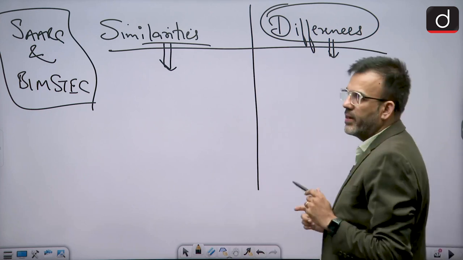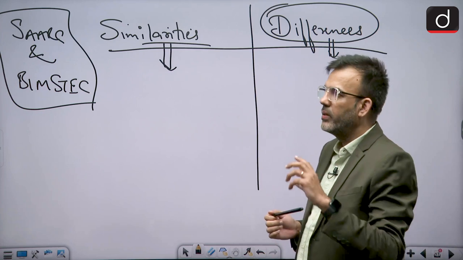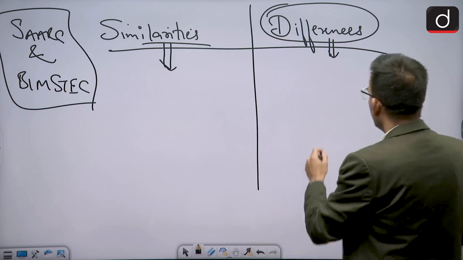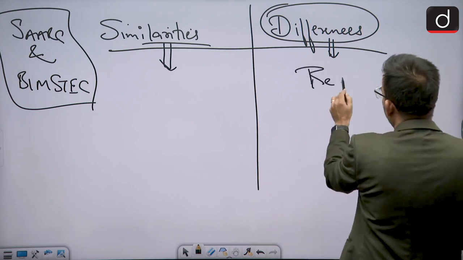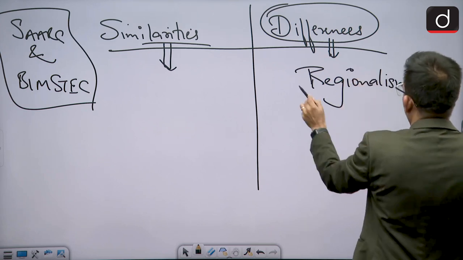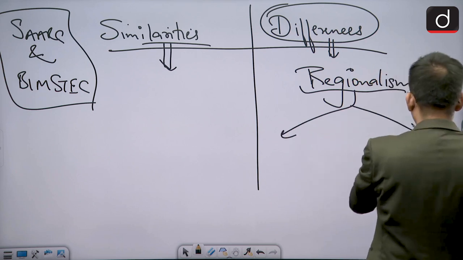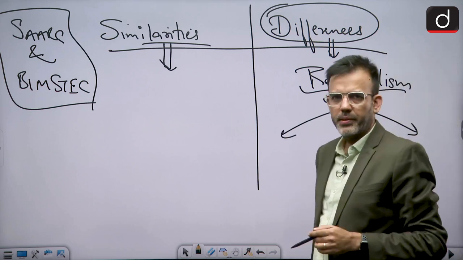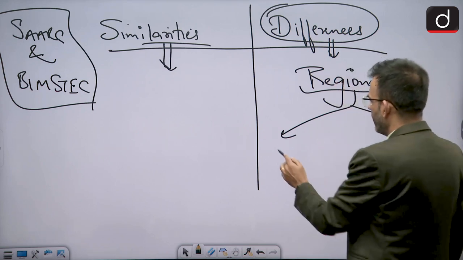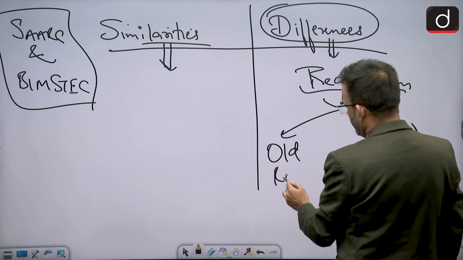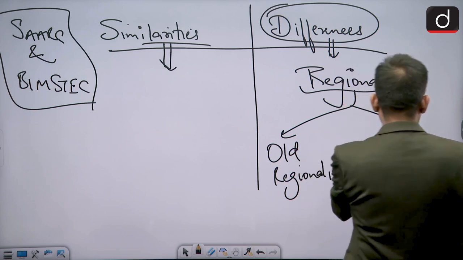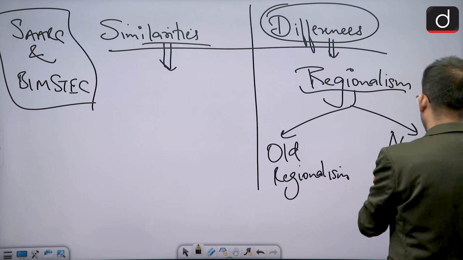Difference, the first major difference is in the era in which these organizations have been formed. When you read about regionalism, you will come across that this very important political process is further divided into two streams. There are two eras of regionalism. One is called old regionalism. The second one is what we call new regionalism.